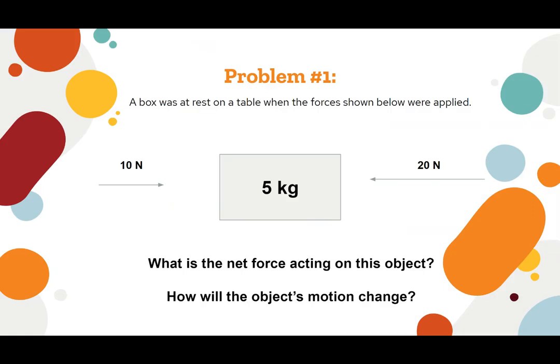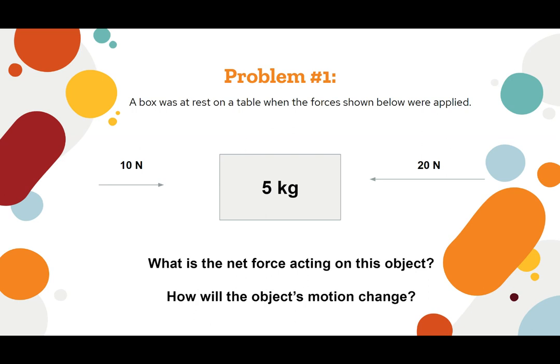So problem number 1: a box was at rest on a table when the forces shown below were applied. Based on my keyword here, rest, I know the forces are balanced. It's not moving. All right, so I have a 5 kilogram box, and the forces applied were 10 newtons to the right and 20 newtons to the left. Now pay attention to the direction the arrow is moving. What is the net force acting on this object, and how will the object's motion change?